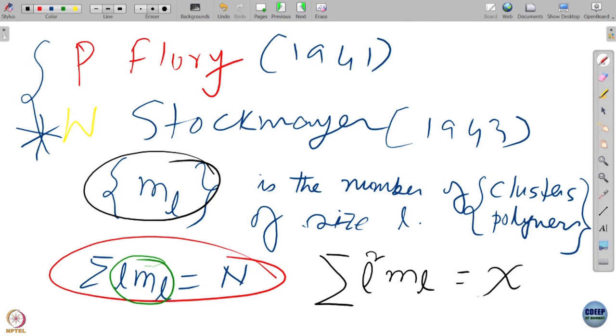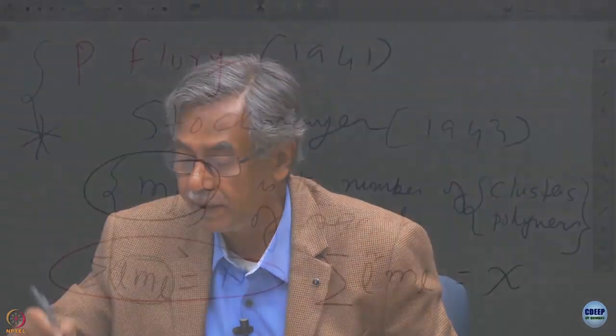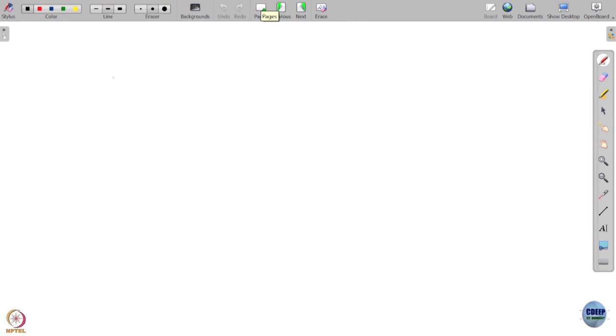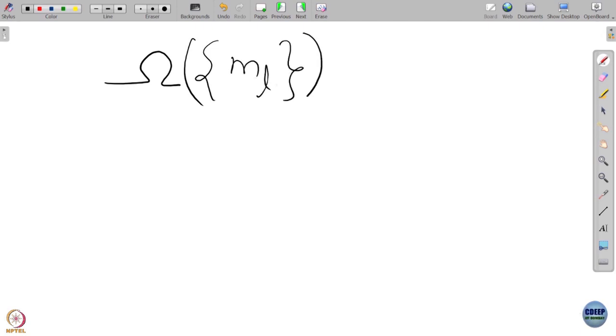Now the way Stockmeyer went about doing it is very interesting. Stockmeyer considered exactly what Mayer did: at a given time, at a given extent of reaction, that means a certain amount of reaction has taken place, this M_L has formed. How many ways can I distribute monomers into a polymer? So he went around doing, again the same way Mayer did, how many ways I can form omega out of M_L and a number of clusters.